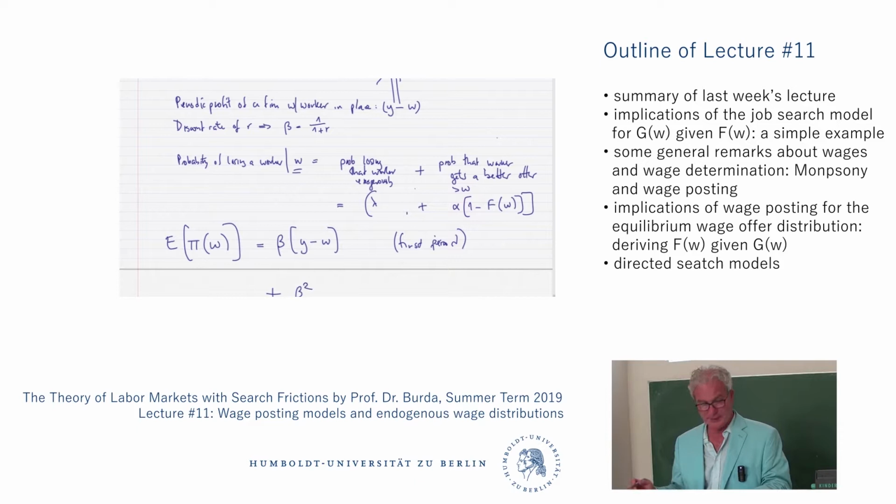And then the probability that I didn't lose my worker to a poacher, or I didn't lose it because I had an exogenous loss over the worker. We just derived that. The probability of losing a worker, it was 1 minus lambda minus alpha times 1 minus F of W. Okay, so this is the probability that your worker blows up just exogenously, and this is the probability that somebody comes along and gives them a better offer than you were paying already. F is the offer distribution already out there. We're going to derive it. Okay, you see?